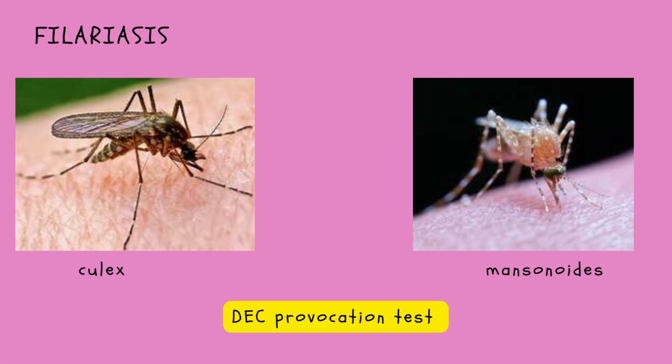The treatment is DEC. There is also one test which is used, called the DEC provocation test. Because these worms have a predilection to come into the blood during night time, we give DEC to the patient, and within 30 minutes there is a spike of the worm in the blood. So you can collect blood 30 minutes after administration of DEC. That's called the DEC provocation test. Again, treatment is by DEC.